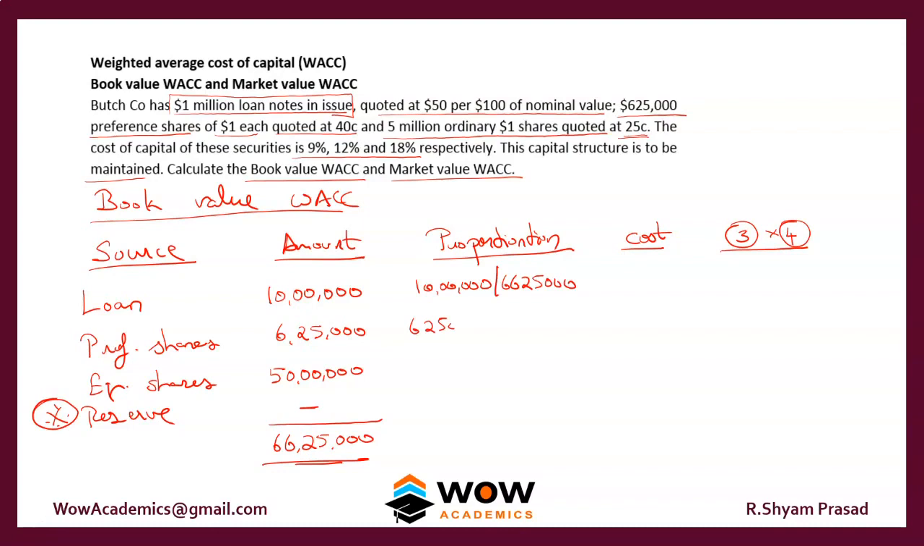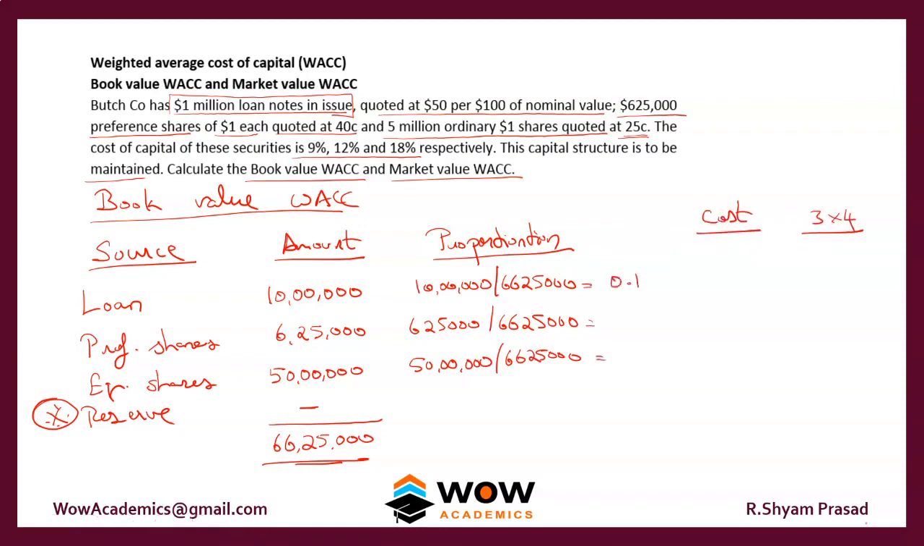Again, 6 lakhs 25, 1, 2, 3 divided by, so finally we have 50 lakhs divided by 66, 25, 1, 2, 3. So the answer will be 0.15, 0.09, 76 it comes to. When you add this, it should come to 1. Okay, so this comes to 1.